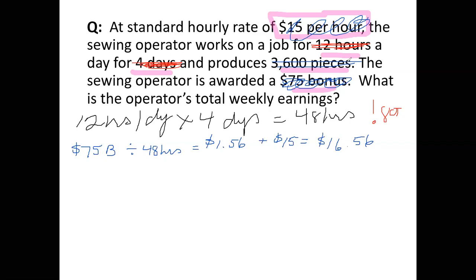That was a trick. The reason why I know is because nowhere in the question or statement does it say what the standard is. So I have nothing to compare 3,600 pieces to, nor does it tell me what the piece value is to multiply it by the 3,600 pieces.